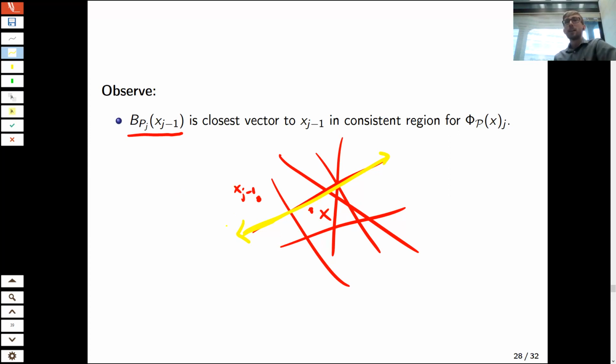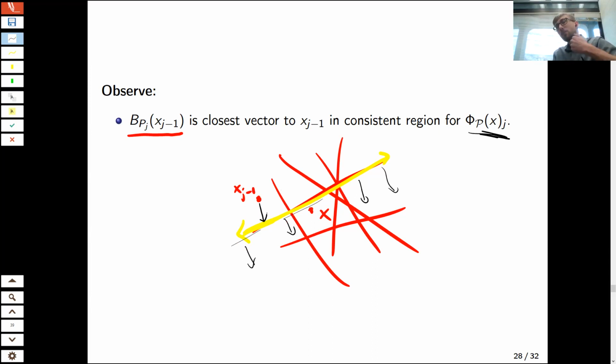They don't match. If they were on the same side, that would mean they'd have the same one-bit measurement from this yellow projection. So they don't match. So what do we do? Well, we find the closest vector in the consistent region. Now, this is just the consistent region for this one single one-bit measurement. So the consistent region for that would be everything on this side of the yellow line.